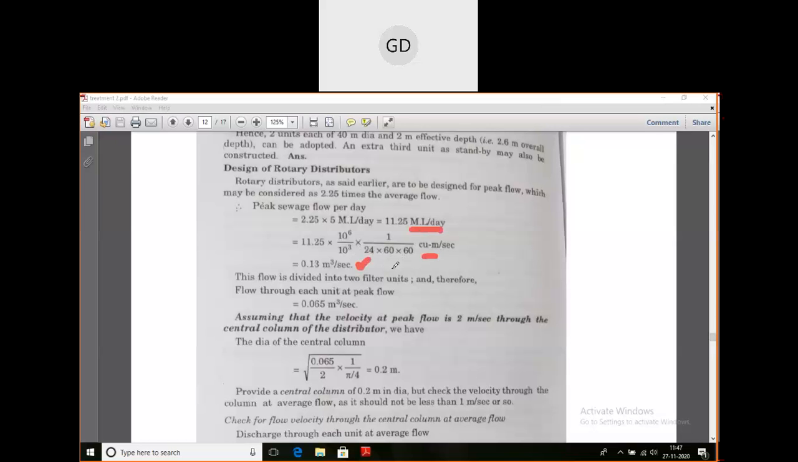Okay, so how will you find the flow through each unit? You just divide 0.13 divided by 2. So you will get 0.065 meter cube per second.